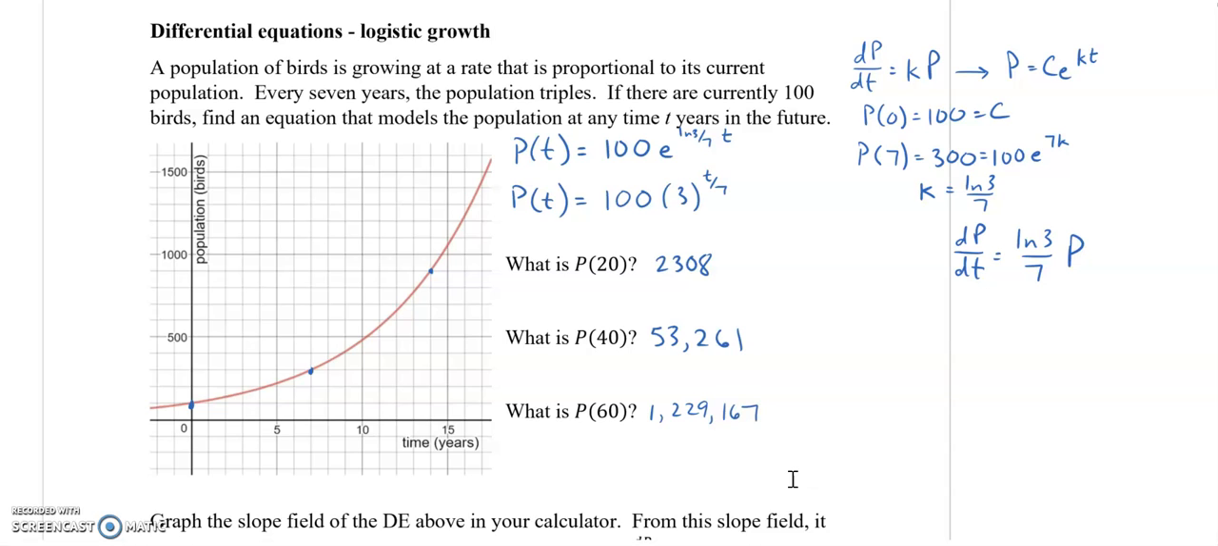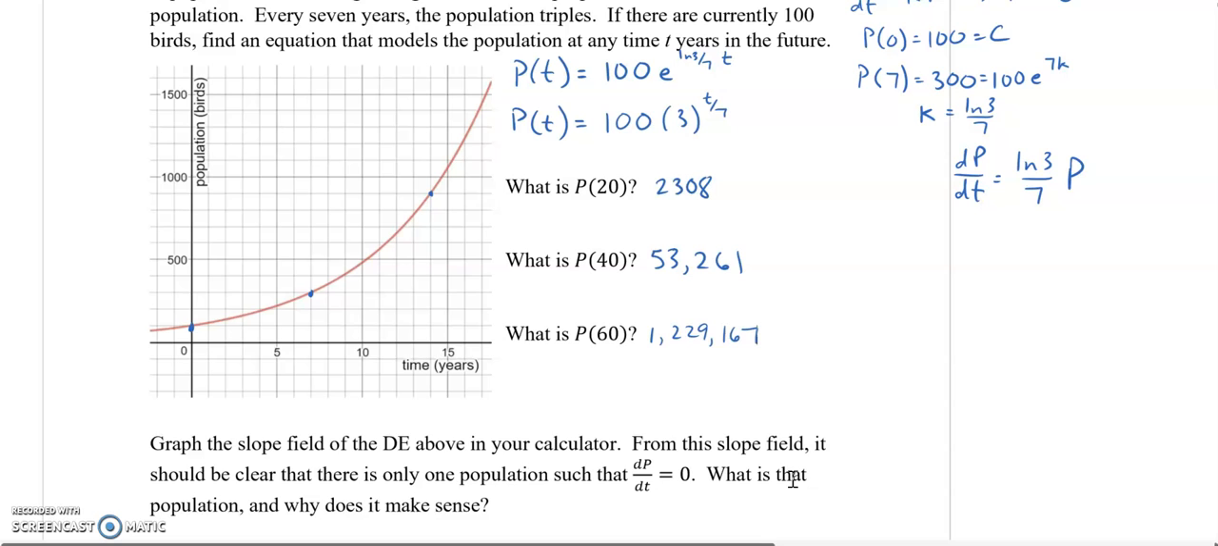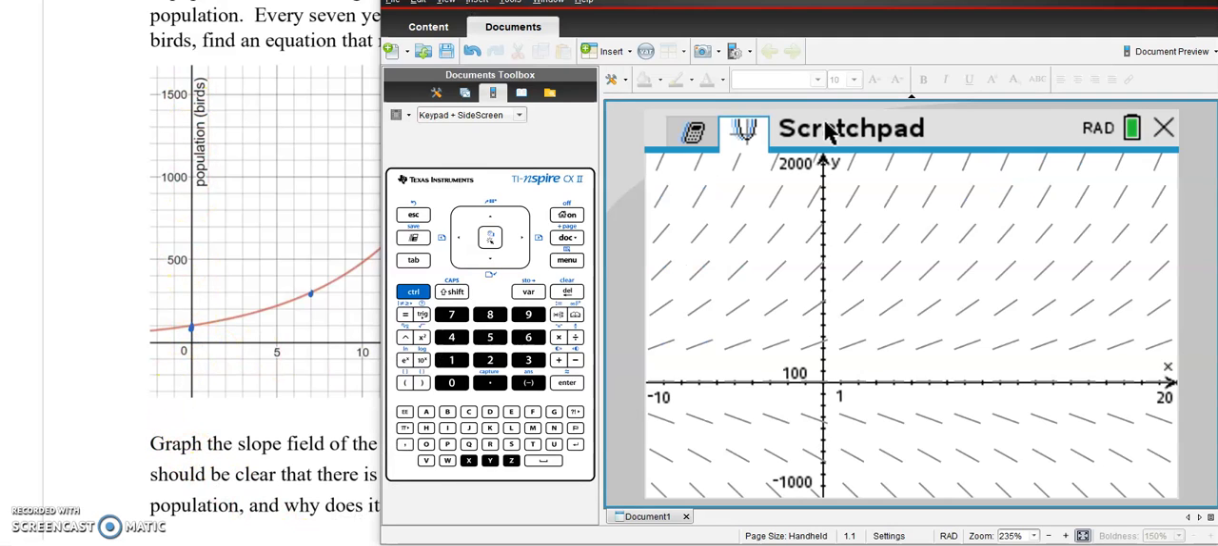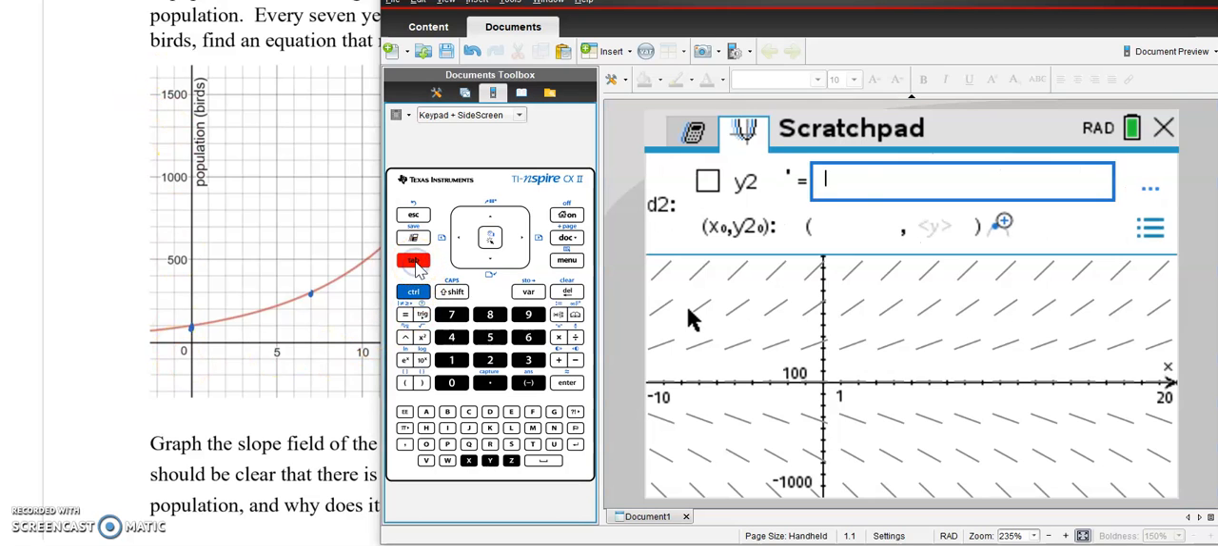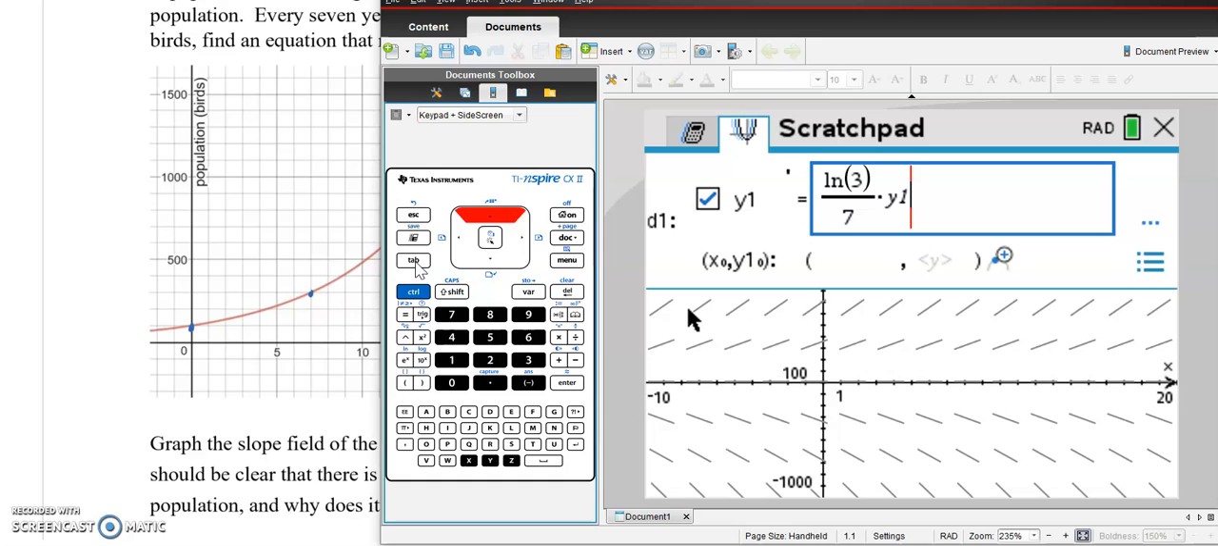All right, so that's a review question, right? Nothing new about that. What we're asking now is to take a look at the slope field. So you can punch that into a calculator. At this scale, that Desmos slope field grapher is not great, so I'm going to use the TI Inspire. And you can see that I changed the scale so that I can see kind of the same scale as over here. And our differential equation is that natural log of 3 over 7 times our population. Our population is y1 in this case.